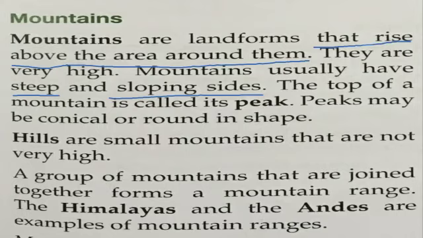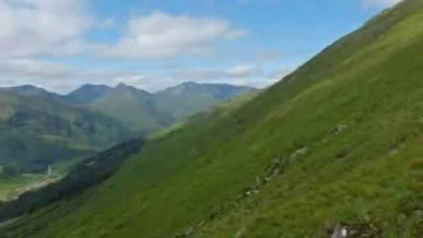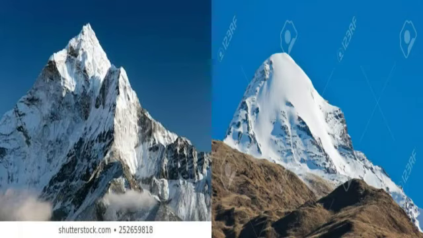Mountains are landforms that rise above the area around them. They are very high. Mountains usually have steep and sloping sides. The top of a mountain is called its peak. The upper part of the mountain, the topmost part, is called the peak. Peaks may be conical or round in shape.